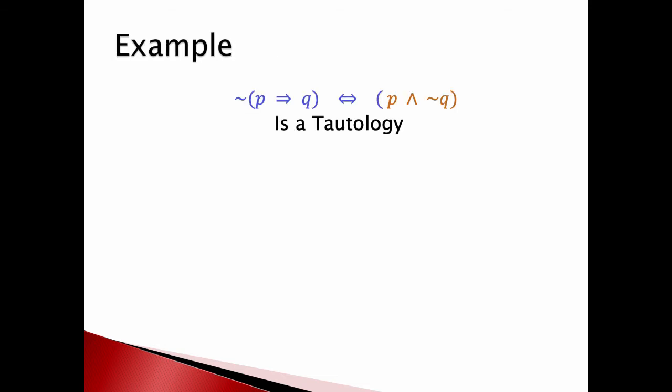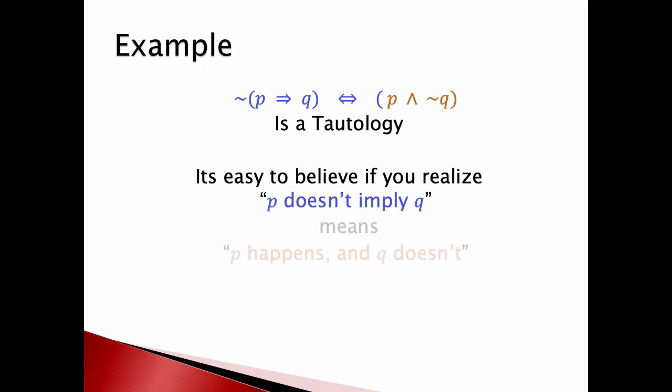Okay, so here's another example that's maybe more interesting. Not (P implies Q). That turns out to be exactly the same as P and not Q. That's pretty easy to see if you think about this. What does it mean to say that P doesn't imply Q? Well, that would mean that P happens and Q doesn't, right? P's true, but Q's false. That's what it really means. So that would mean P's true and Q's false, right? That would be P and not Q, right?